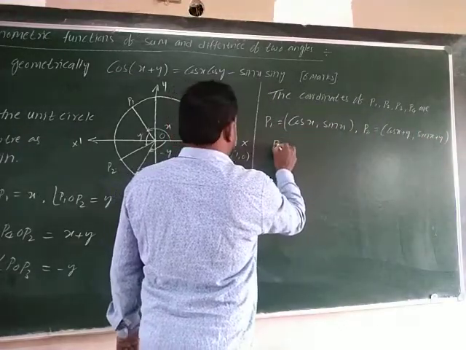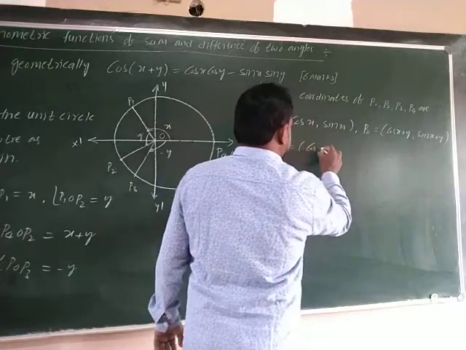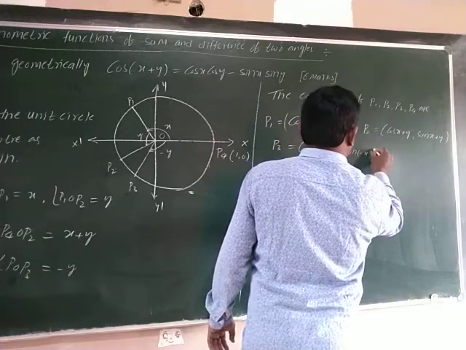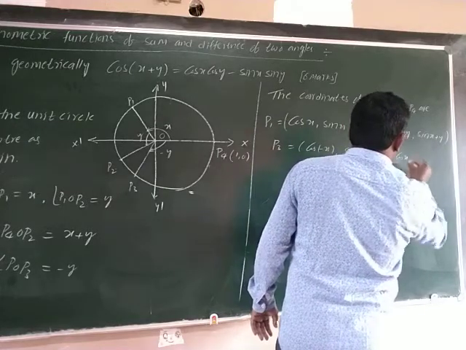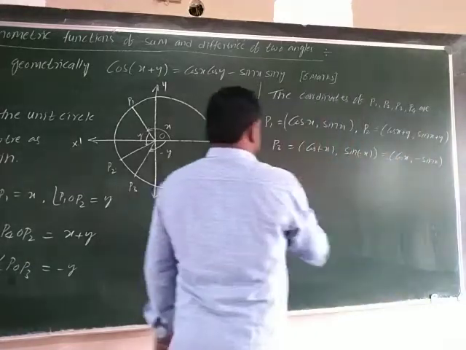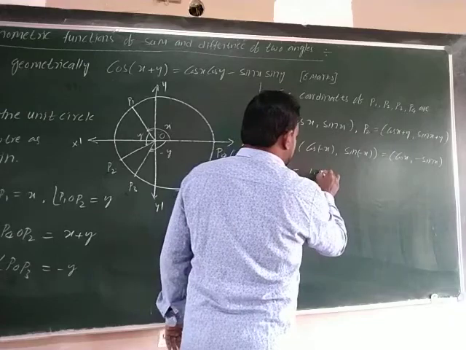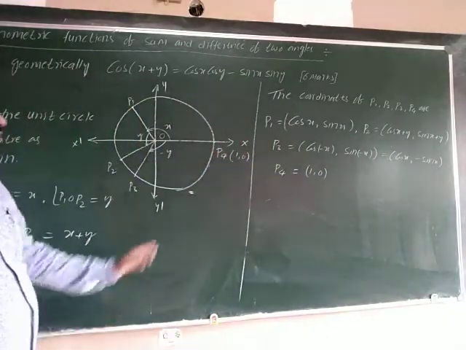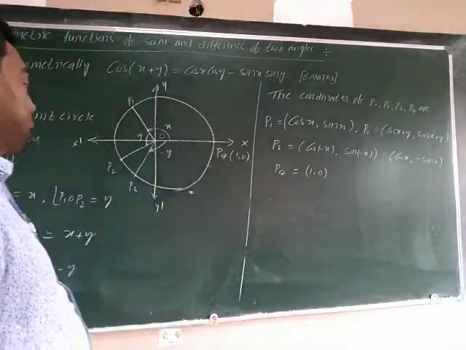Next, P3 is equal to cos of minus x comma sin of minus x. This is nothing but cos of minus x is equal to cos x, sin of minus x is equal to minus sin x. And P4 is equal to 1 comma 0. These are the coordinates. Up to here clear. If you know this much, the remaining part is very easy.